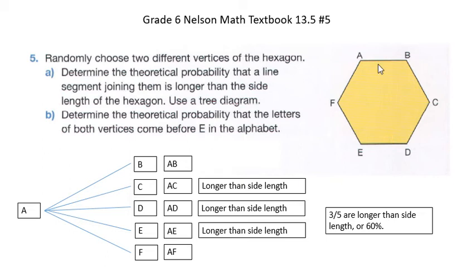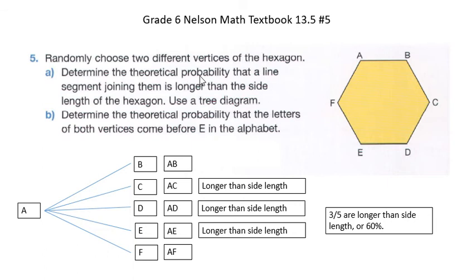For this question, we have to choose two different vertices, but we're supposed to choose them randomly. We don't know which ones they're going to be. So we have to somehow organize ourselves, and we've been told to use a tree diagram, which I've done down here. So we are going to A, determine the theoretical probability that a line segment joining them is longer than the side. So let's go through these terms.